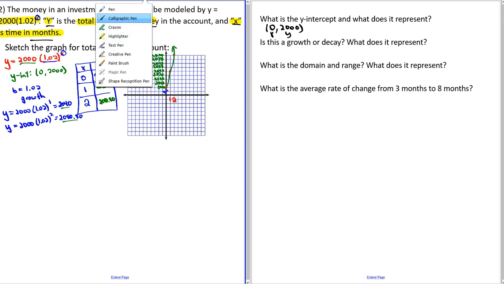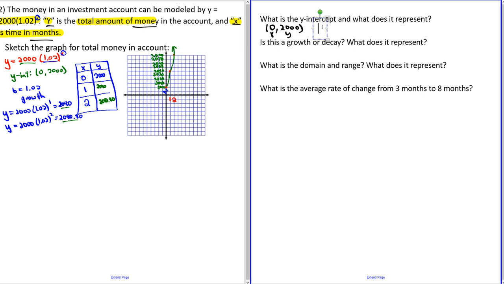And we're going to write that in words. So in the beginning, at the start, or you can say the starting balance is $2,000. And that actually does represent both, because starting means a 0, 2000 means what the y is. Growth or decay: our graph is going up, so we know that this is going to be a growth.